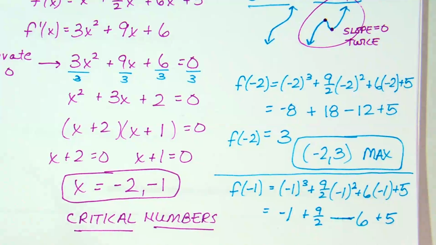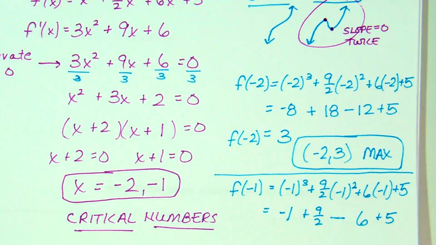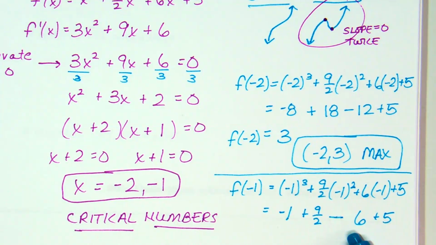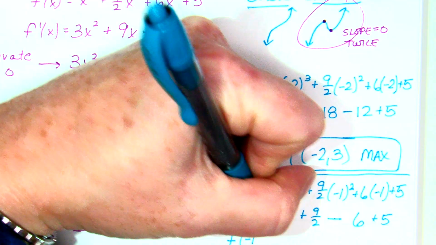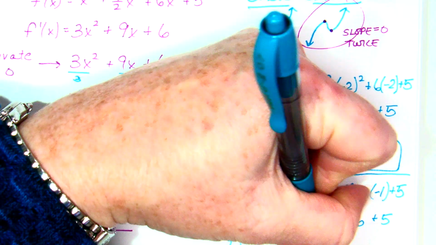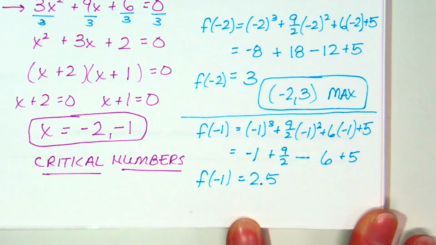Okay. Have you finished up the math there? Me personally, I'm going to do whole numbers first if you don't mind. Negative 1 minus 6 is negative 7 plus 5 is negative 2. Negative 2 plus 9 halves. What is 9 halves? 4.5. So negative 2 plus 4.5? 2.5. So I actually have 2.5 written in my notes. I don't care how you write it. So my ordered pair here is negative 1, comma 2.5.